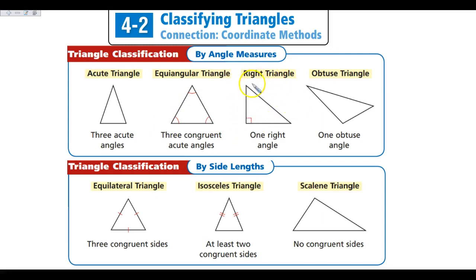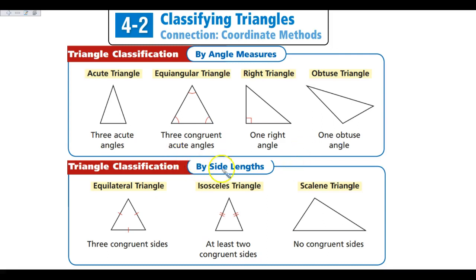When we look at our right triangle, that means we have one angle that measures 90 degrees. And with our obtuse triangle, we have one angle that's going to measure a degree that is greater than 90. It will have one obtuse angle in it.